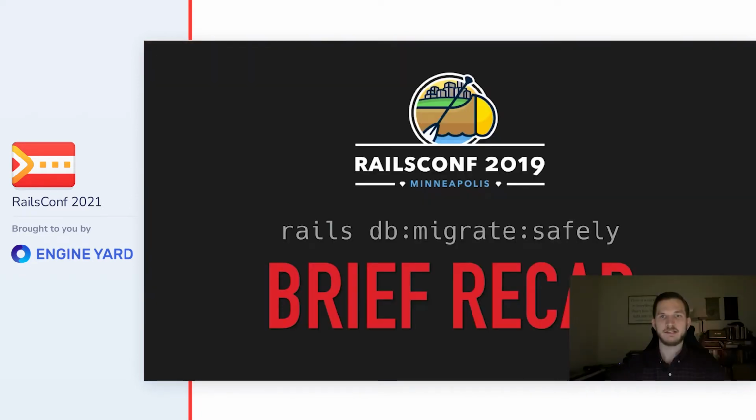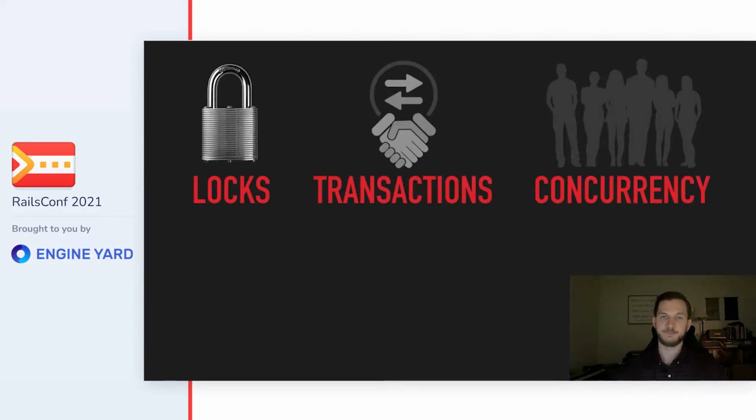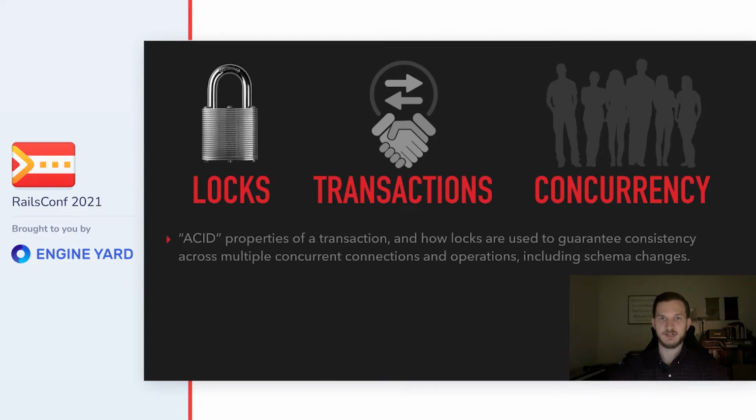The 3 main concepts that I covered in the original talk are locks, transactions, and concurrency. In order to understand why these migrations are dangerous and why you need to take special care when executing them, you need to know about the ACID properties of a database transaction: atomicity, consistency, isolation, and durability, and how your relational database engine uses locks to guarantee those properties across multiple connections and multiple operations, particularly with respect to migrations when schema changes are happening.